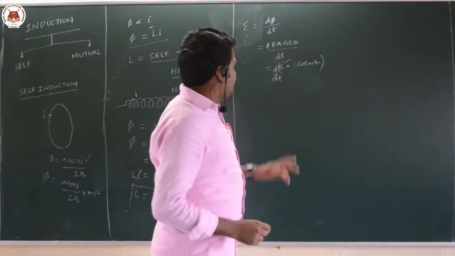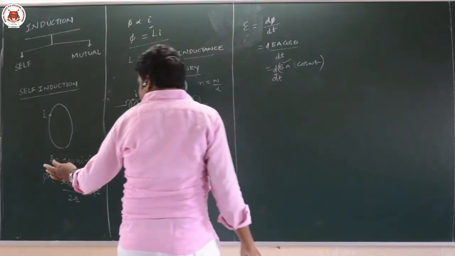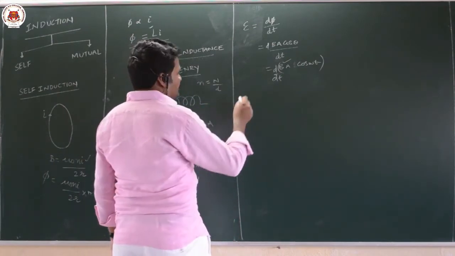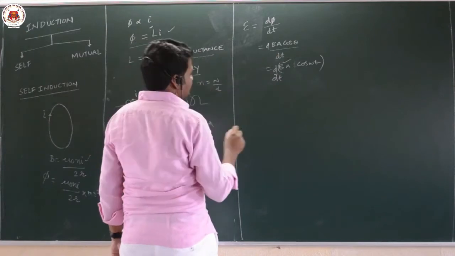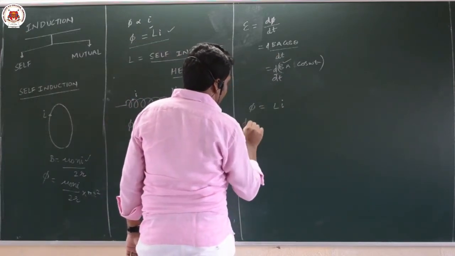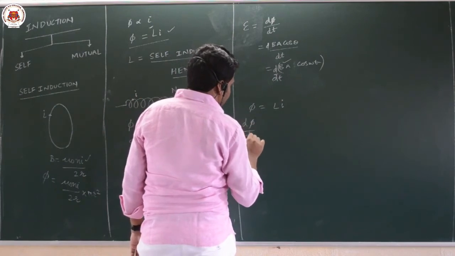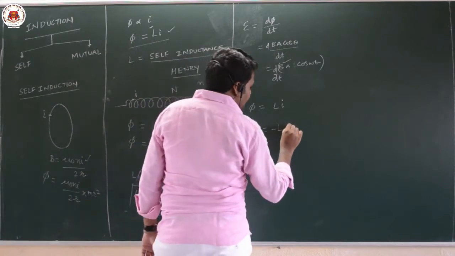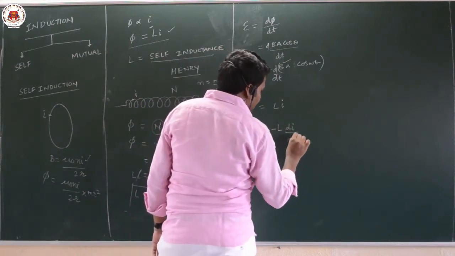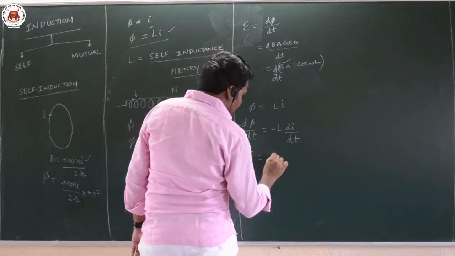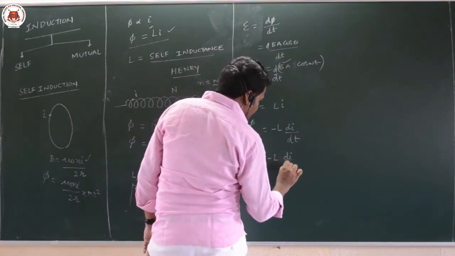So, here I am changing B because I is changed. Now, generation of EMF. Again, by taking this formula, phi is equal to L i, so d phi by dt is equal to, L is a constant, L into di by dt. So, this is nothing but EMF is equal to minus L into di by dt.